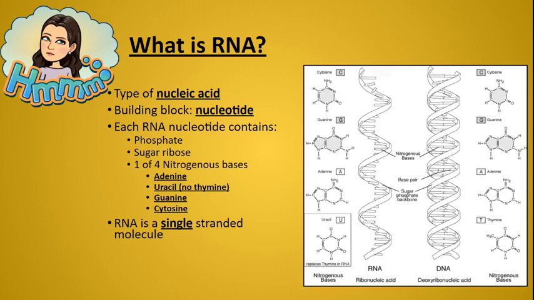Did you catch the difference? Well, if you didn't, let's go back. Uracil, that wasn't something that was in our DNA because we had thymine. So instead of our A and our T coming together, our A is now going to bind with our U when it comes to RNA because we have no thymine. And RNA is a single-stranded molecule instead of a double-stranded molecule.